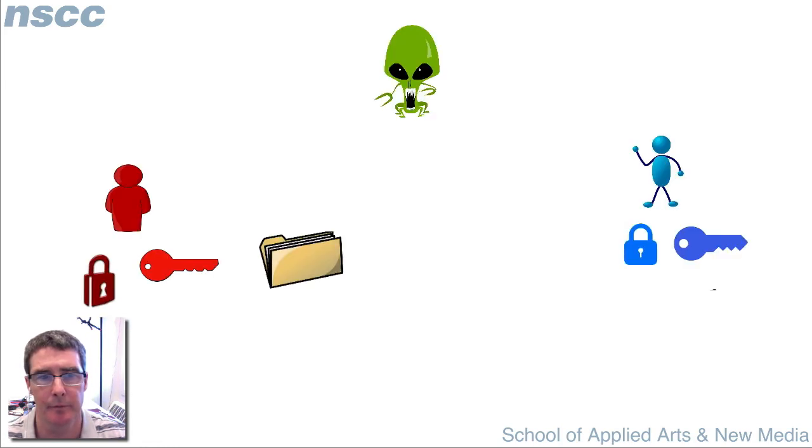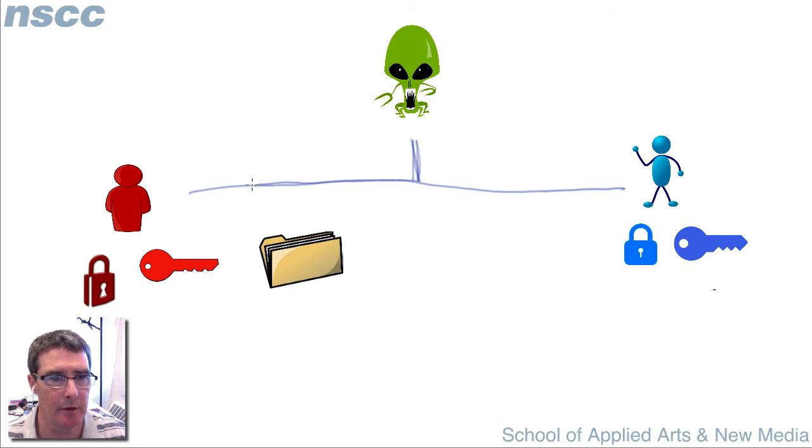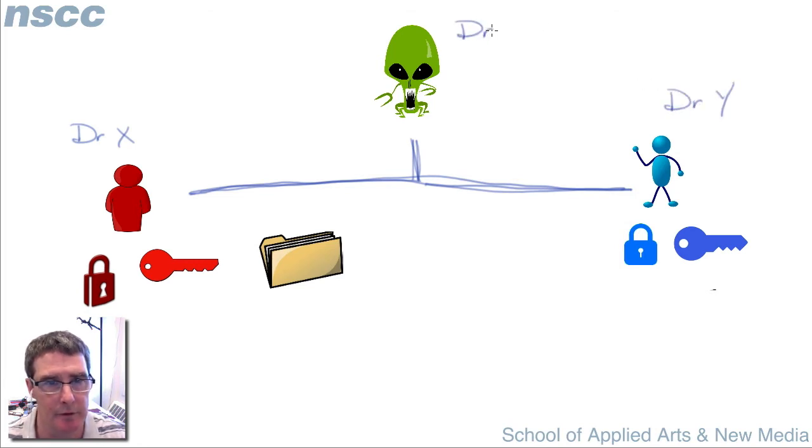So let's suppose we're here and we're on sort of a public network, okay? So our internet and all the communications here can be read by anyone. So we've got Dr. X here and Dr. Y here. And we've got Dr. Evil here. And we want to make sure of two things. We want to make sure Dr. Evil doesn't read any of our information. And we want to make sure Dr. Evil can't change any of that information.